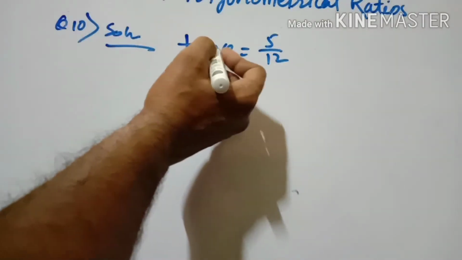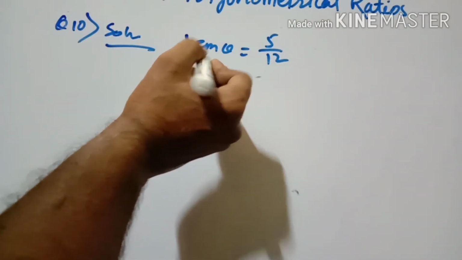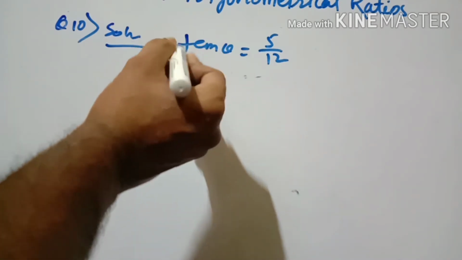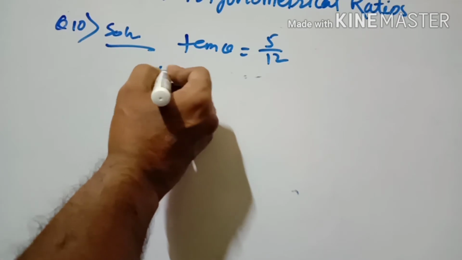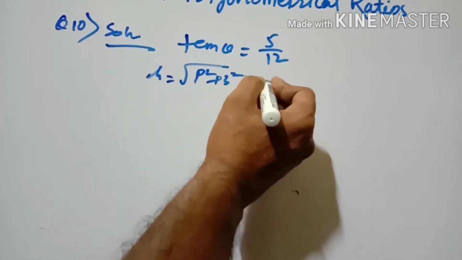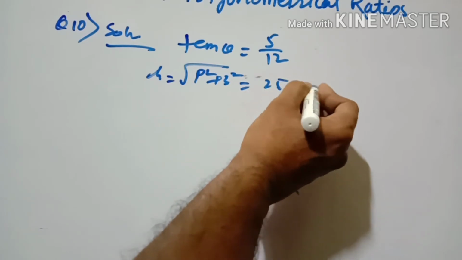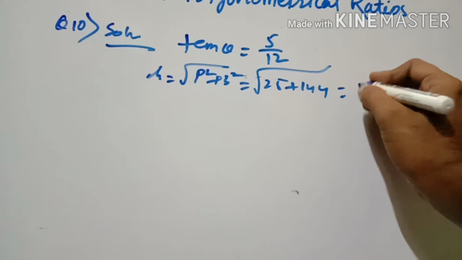Question number 10. It is given tan theta equal to 5 by 12, and theta is an acute angle. Find the sin theta and cos theta. First of all, as we know, hypotenuse we have to find out. H equals under root of P square plus B square, that is 25 plus 144 under root, this is 13.